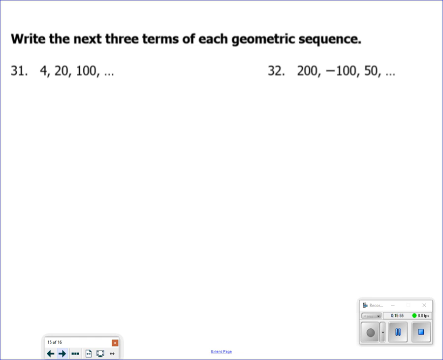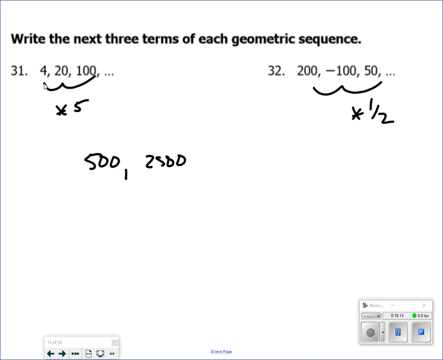Next, write the next 3 terms. So now we're talking about finding what's happening. So it's multiplying by 5, and then write the next term and the next term after that. So multiply by 5, multiply by 5. This one, I wouldn't disagree if anybody said it's dividing by 2, but it's technically multiplying by a half. So multiply by a half, and then multiply by a half.